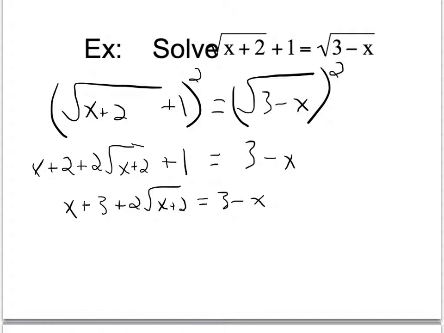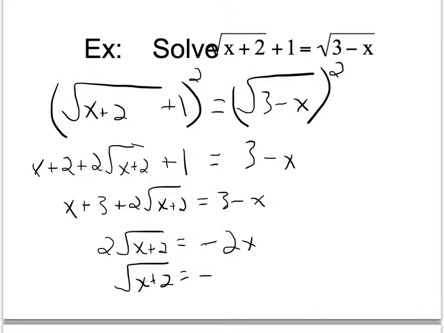I want to get my square root sign by itself, so I'm going to subtract an x and subtract a 3. I'm going to have 2 times the square root of x plus 2 equals, if I subtract a 3, 3 minus 3 is 0, and negative x minus another x is negative 2x. Now again I want to get that square root sign by itself, so I'm going to divide by 2. So the square root of x plus 2 equals negative x.